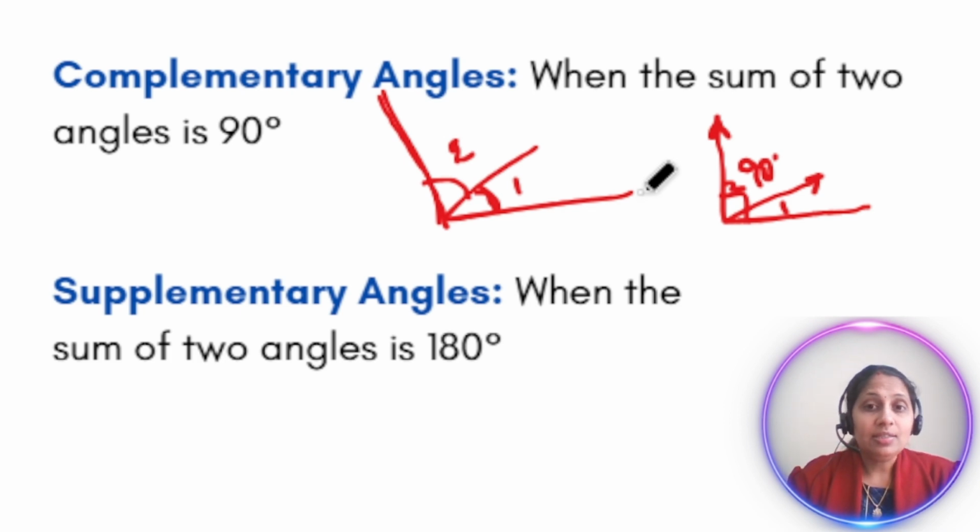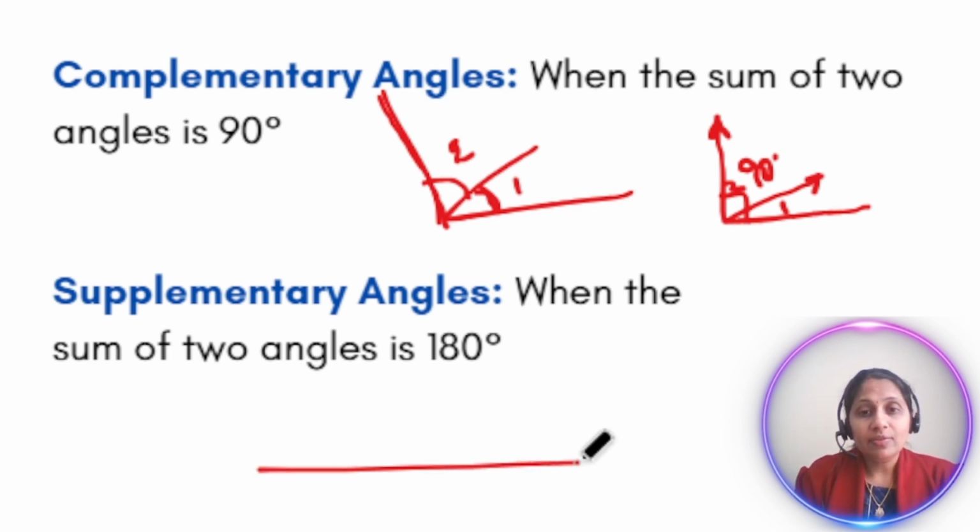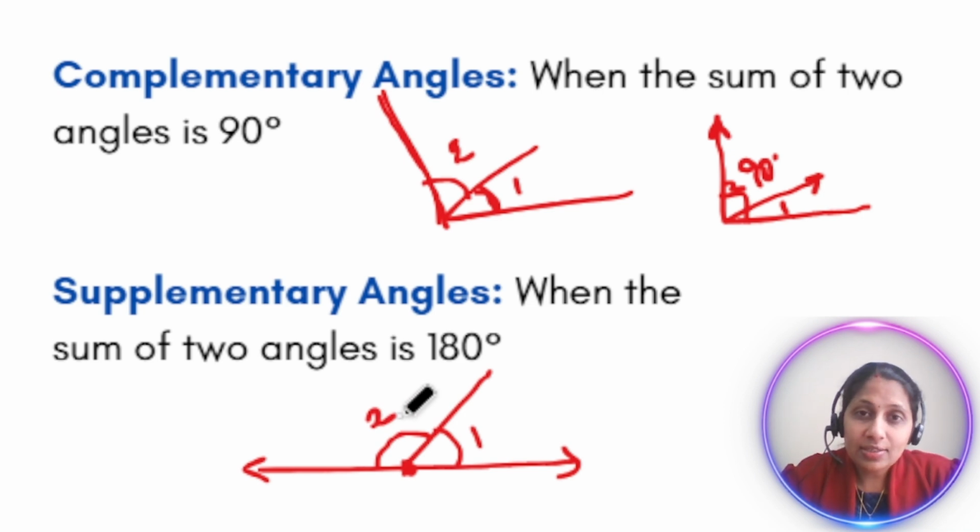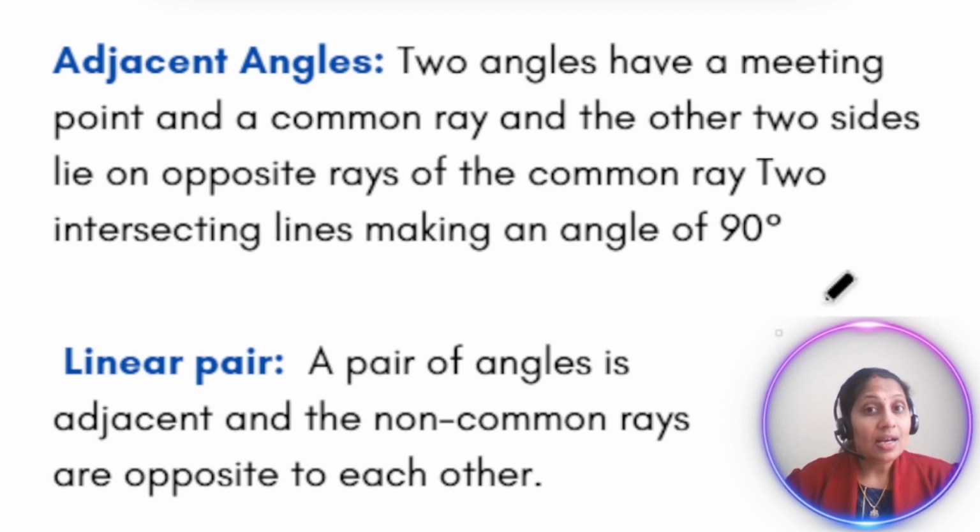And if two angles add up to 180 degree, which is nothing but your straight angle, then it is called a supplementary angle. Angle 1 plus 2, these two angles are called supplementary angles. To summarize, if two angles add up to 90 degree, you got complementary angles. And if two angles add up to 180 degree, you got supplementary angles. Clear? Then the next one is our adjacent angles.